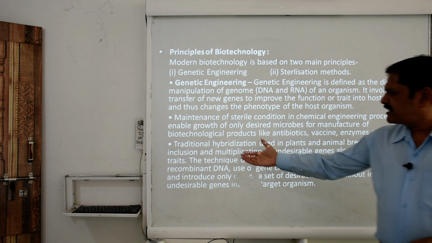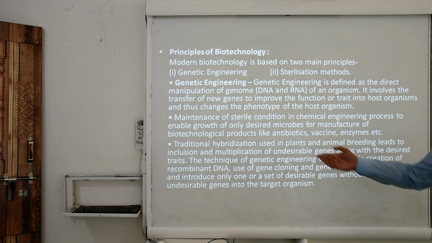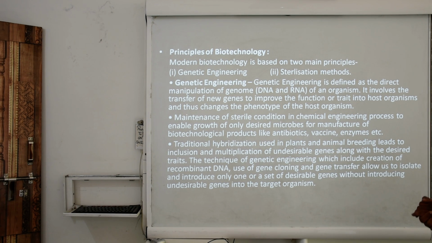So traditional hybridization used in plant and animal breeding leads to the inclusion and multiplication of undesirable genes along with the desired traits. Okay, so the techniques of genetic engineering, which include the creation of recombinant DNA and the use of gene cloning and gene transfer, allow us to isolate and introduce only one or a set of desirable genes without introducing the undesirable genes into the target organism.